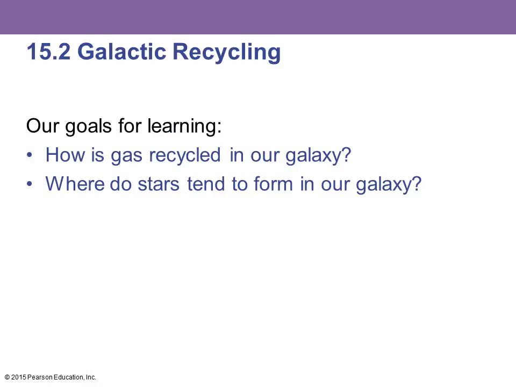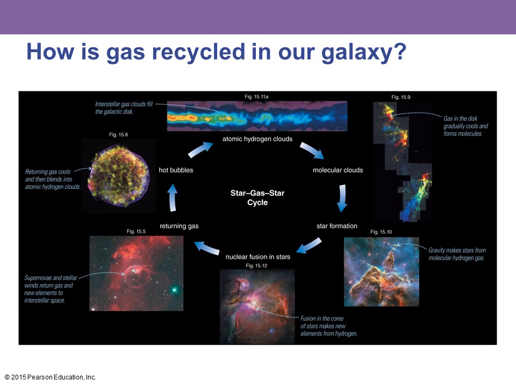Now let's look at galactic recycling. Our goals here are how is gas recycled in our galaxy, and where do stars tend to form in our galaxy? This is a diagram in Chapter 15 in your book that goes through the whole cycle of what happens to galaxies as they form and reform. This is on page 386 at the top of the page. So we'll go through this quickly.